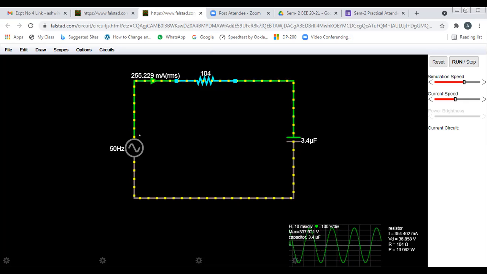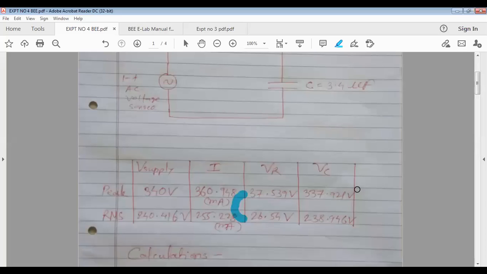See again the same thing on the graph. On the left side at the bottom you can see the third line, capacitor 3.4 microfarad, and the maximum voltage is also displayed for the capacitor. How much is it? 337.921 volt. Correct. Okay, so see here I have written VC, 337.921 volt is its peak, divided by √2. You will get the RMS value.